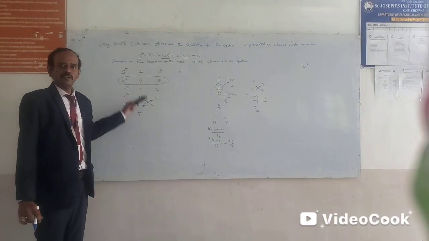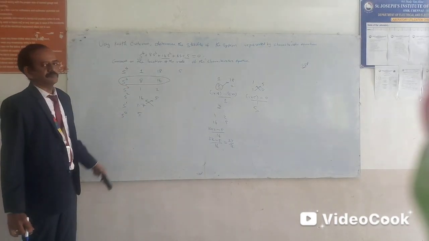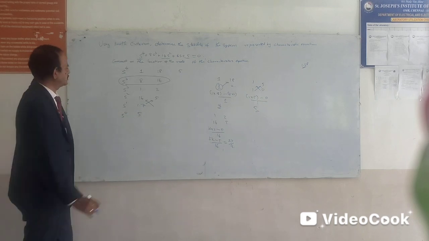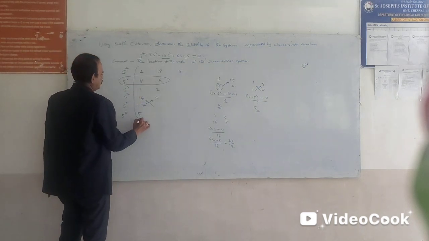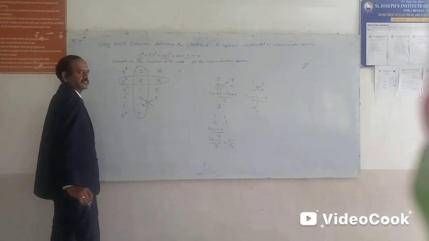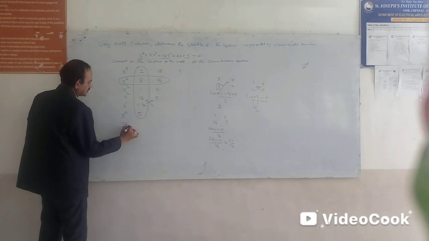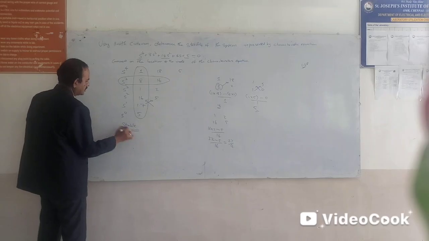In the Routh array, check the first column. Is the first column positive or negative? Here you can see the first column we have formed is all positive. So the corresponding characteristic equation is stable. System is stable.